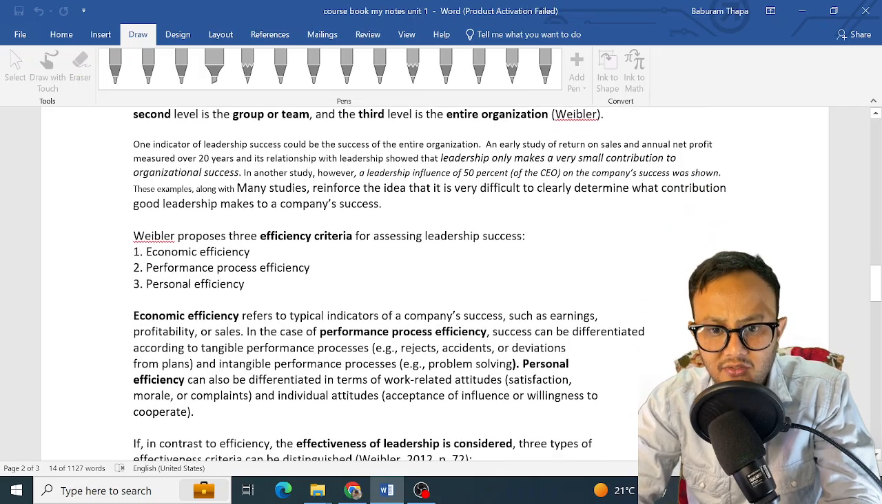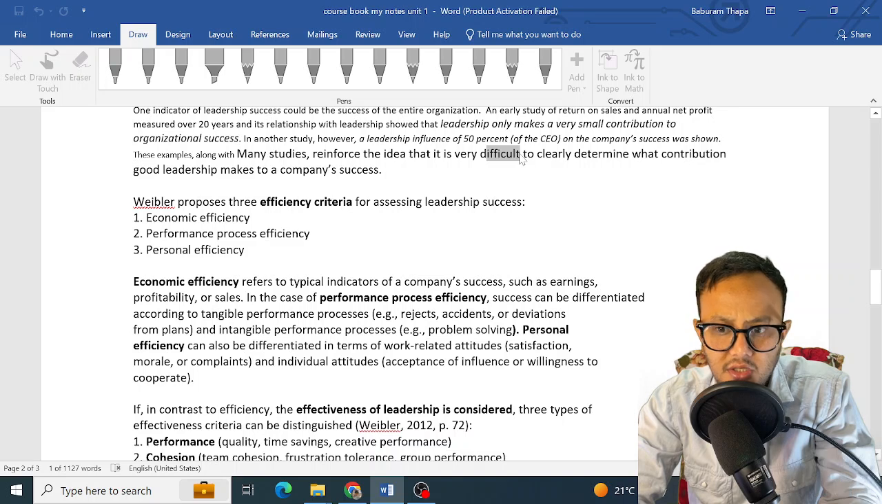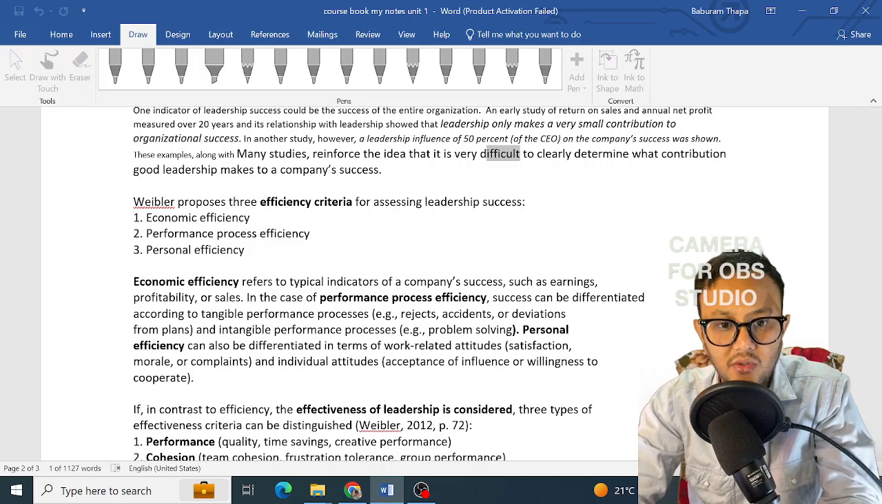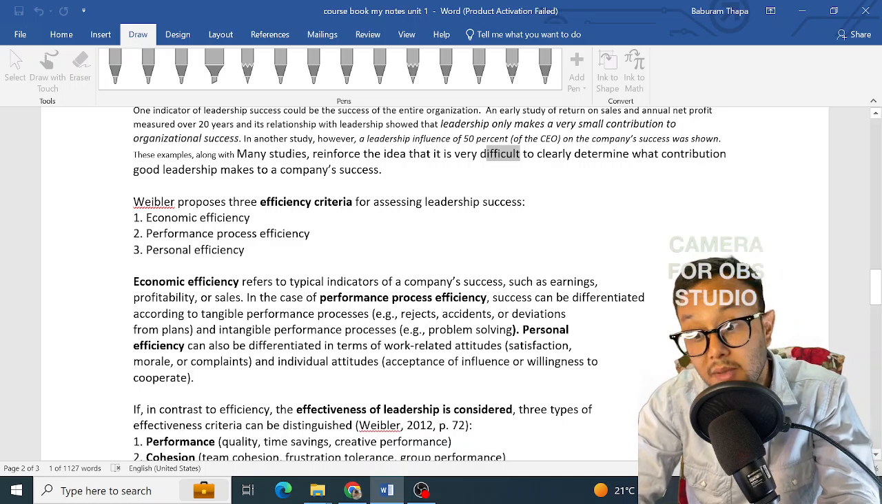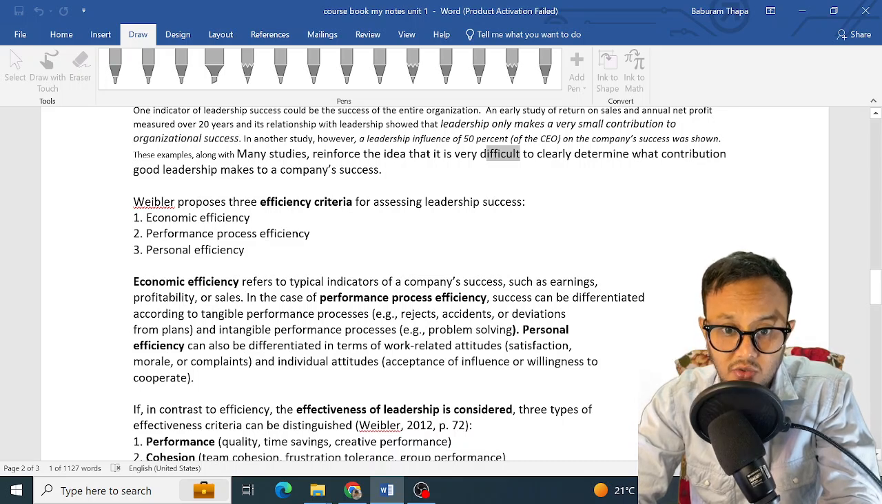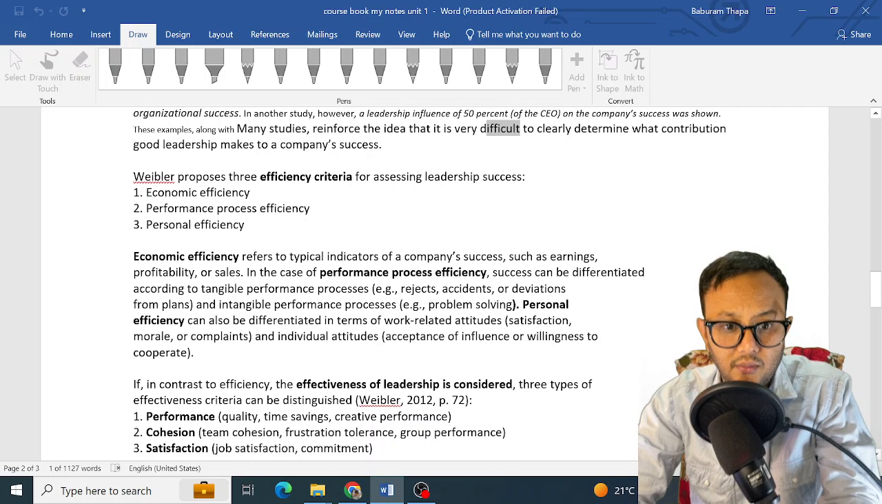So many studies reinforce the idea that it is very difficult to clearly determine what contribution good leadership makes to a company's success, right? It is difficult to determine or measure what contribution good leadership makes to a company's success. Though he makes contribution, but we cannot measure it. We cannot say he has contributed to the extent of rupees this, rupees that. Okay.